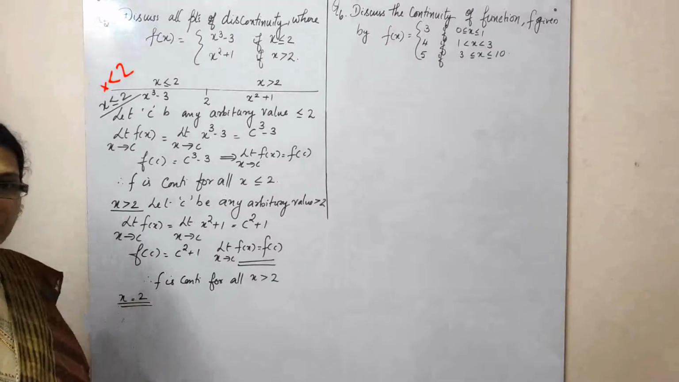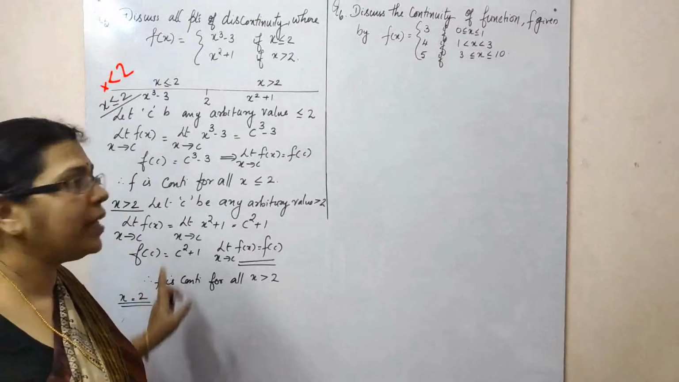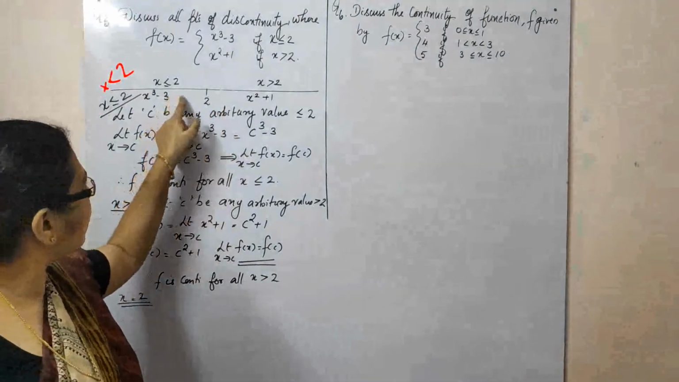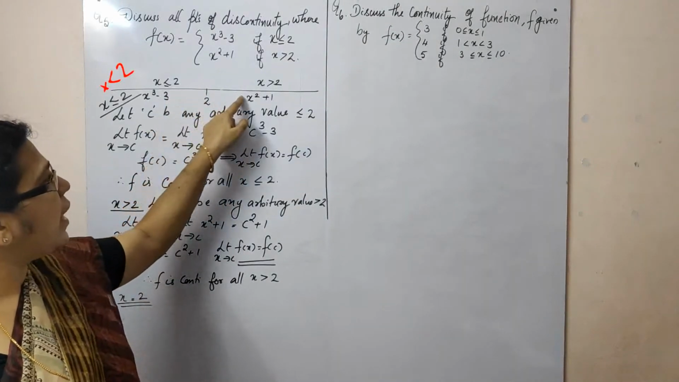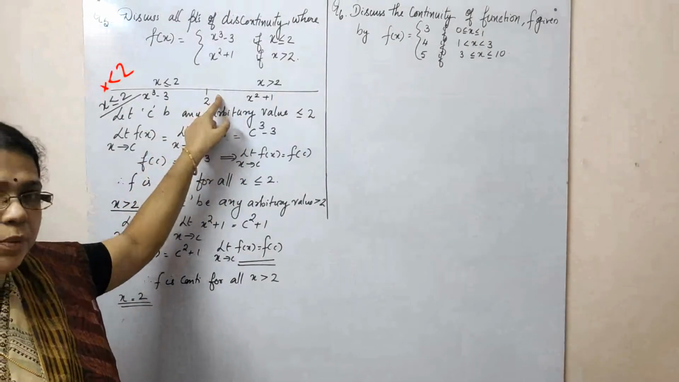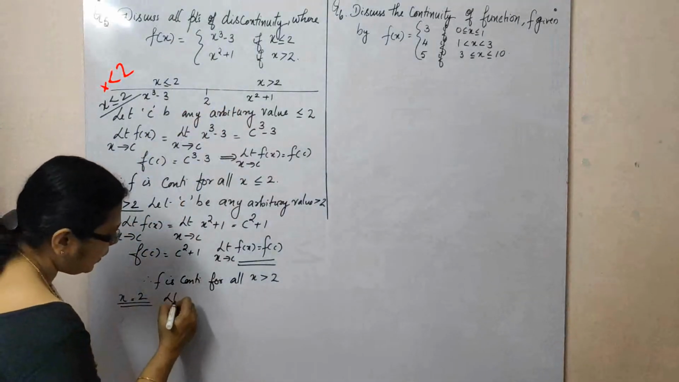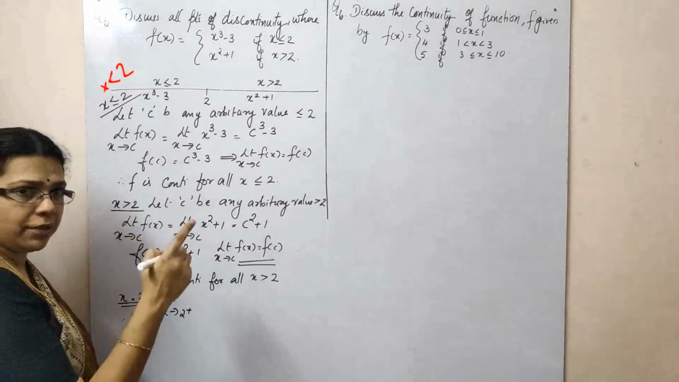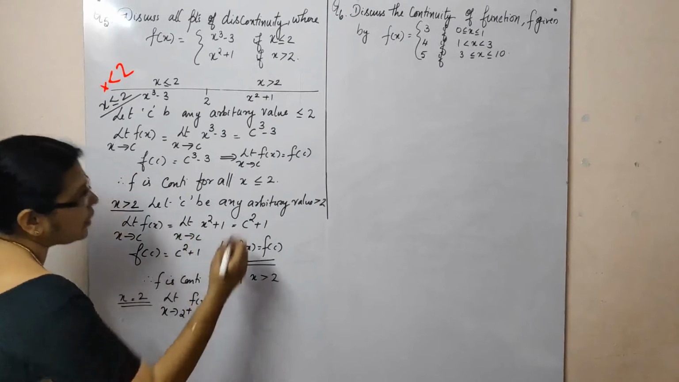Now, let's discuss at x is equal to 2. When we discuss this, we need to check both limits: the left hand limit as well as the right hand limit, as the value of x approaches 2 from the left hand side as well as from the right hand side. So I have limit x tends to 2 plus, since I am checking for a specific value, of f of x from the right hand side.